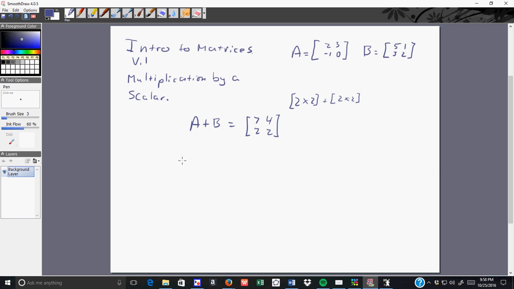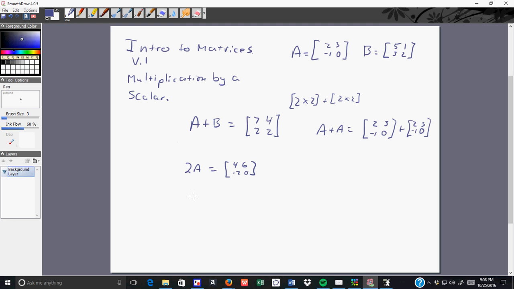If you wanted, you could always do 2A, because really A plus A would be 2, negative 1, 3, 0 plus 2, negative 1, 3, 0. And so effectively what you have is A plus A is 2A, and this becomes 4, 6, negative 2, 0. And what did we do? We basically just multiplied A times 2. Each value got multiplied by 2.